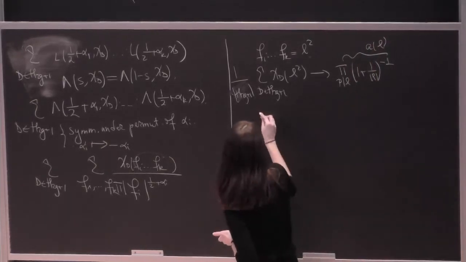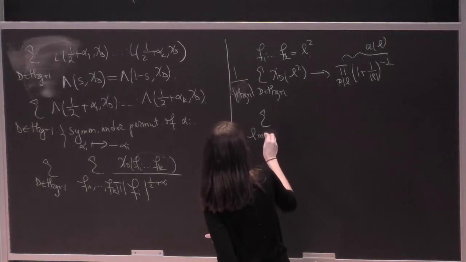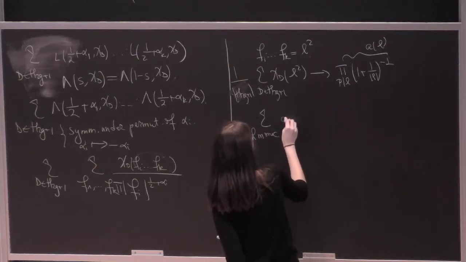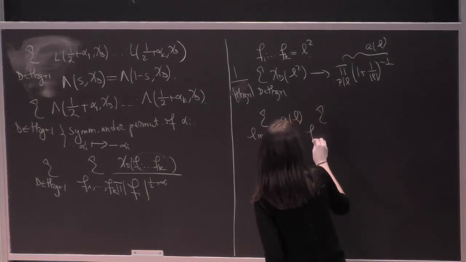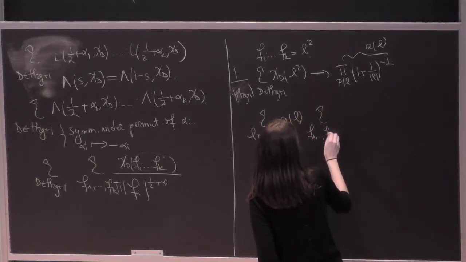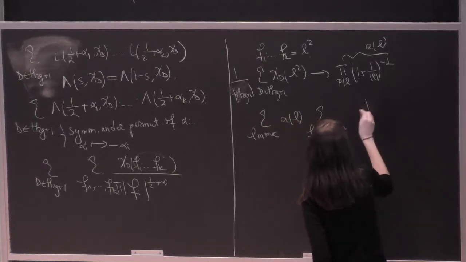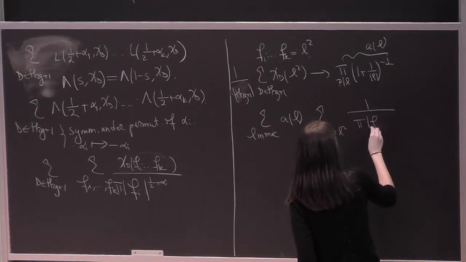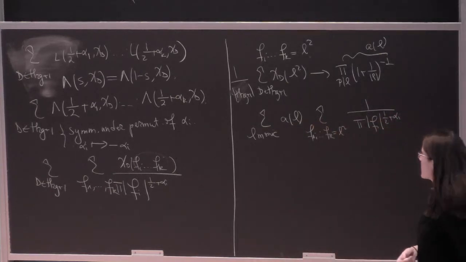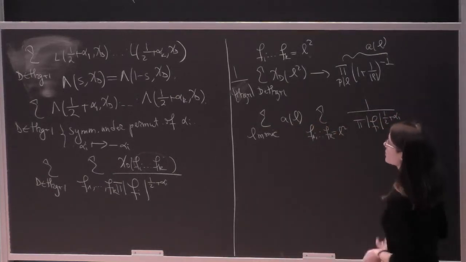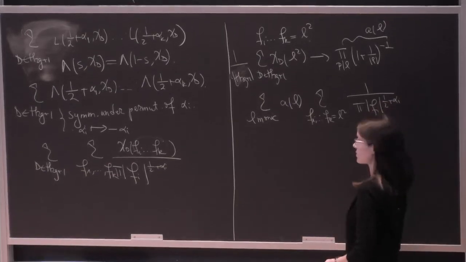And then this will become a sum over L monic. Then I have this arithmetic factor. And I have a sum over monic polynomials, f1 through fk, whose product is equal to L squared. It's easy to write down an Euler product for this, since everything is multiplicative.